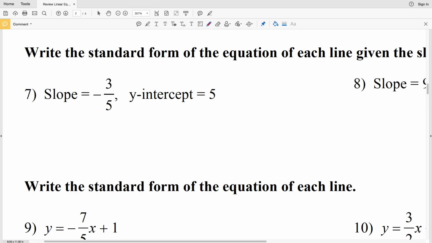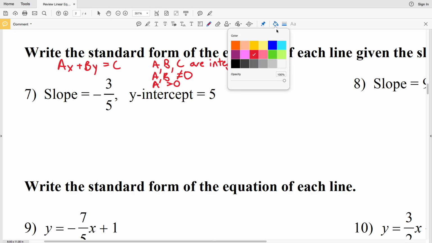Quickly, let's go over standard form. Standard form is ax plus by equal to c, where a, b, and c are integers or whole numbers. Both a and b cannot be equal to 0, and a is not negative, so a is greater than 0. Also for standard form, a, b, and c cannot be divisible by the same number, so they cannot have a common factor. So let's get started with number 7.